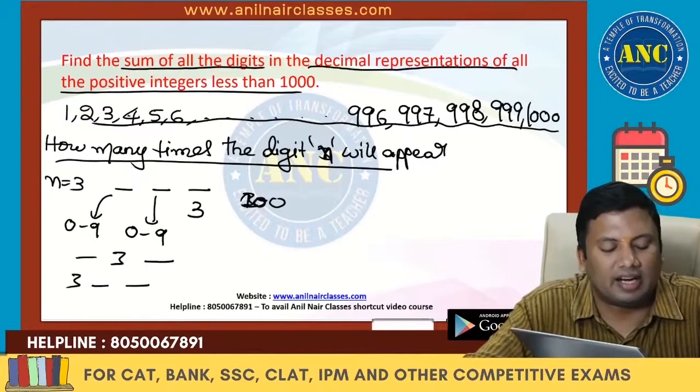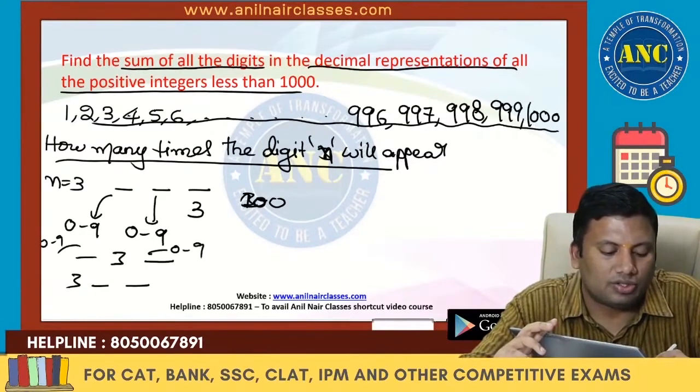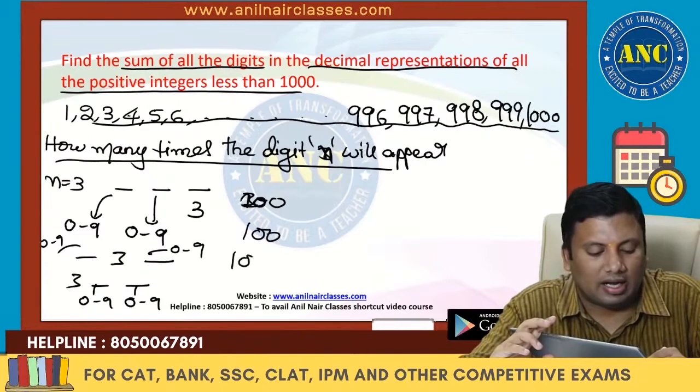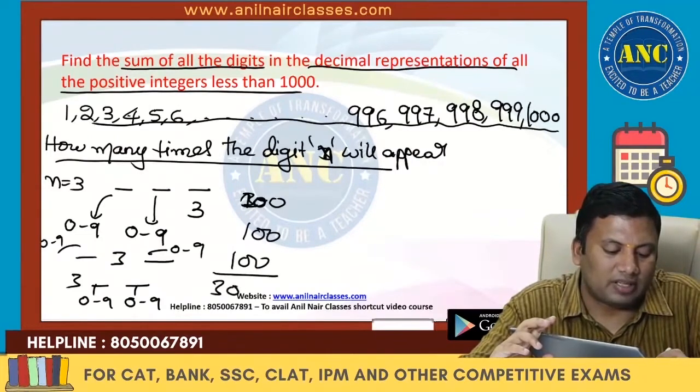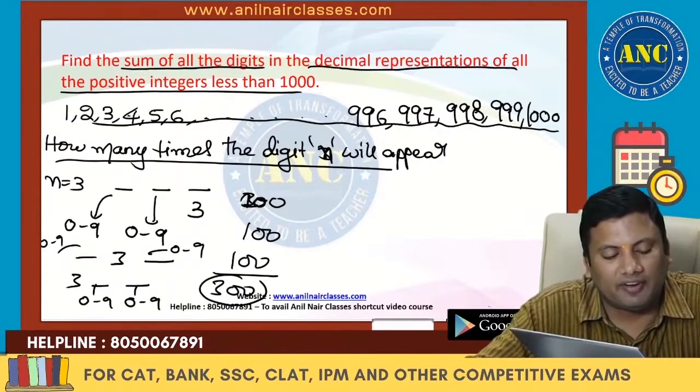The hundreds place can have 3. Here also it is 0 to 9, here also 0 to 9. So 100, 100, 100. 100 plus 100 plus 100 is 300. A doubt might come to a student.